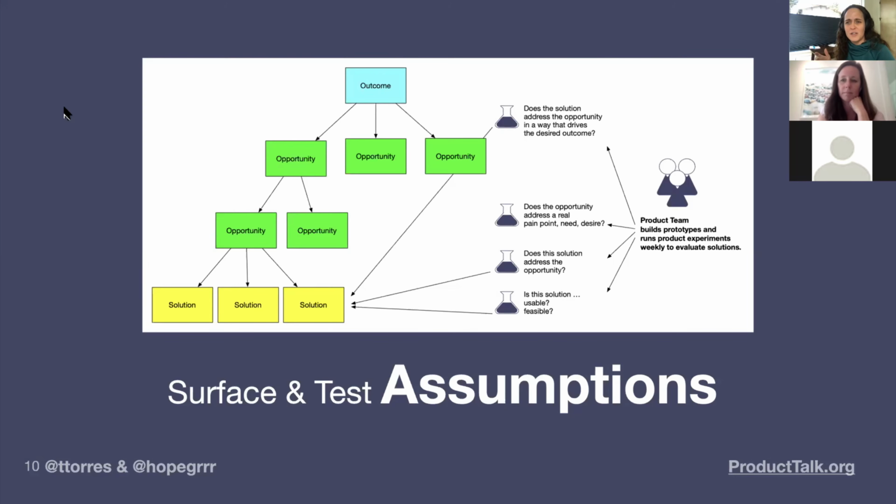Desirability, feasibility. What am I forgetting? Feasibility assumptions. Thank you. Can we build it? Yes, feasibility assumptions is, can we build it? Is it technically feasible? But it's also, is it feasible from a compliance standpoint, from a security standpoint, from a company mission and vision standpoint? Is this something our specific company can build?